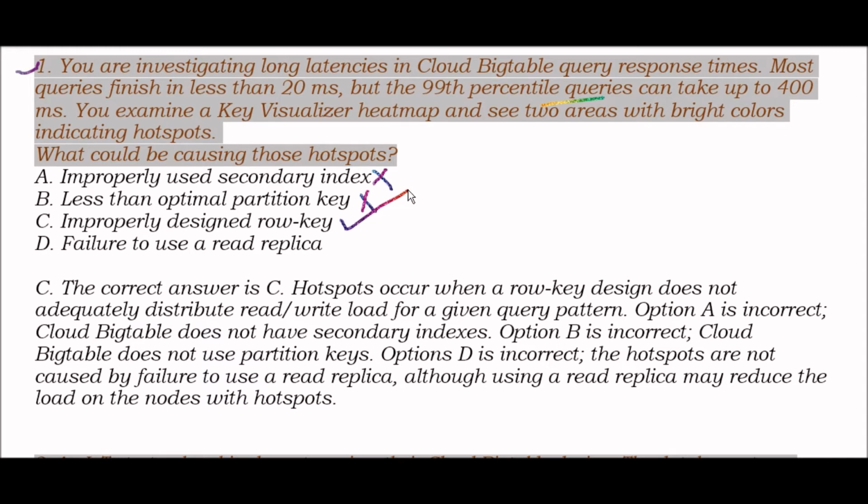Option D, failure to use a read replica. Option D is incorrect because the hotspots are not caused by failure to use a read replica, although using a read replica may reduce the load on the nodes with hotspots. Option D is incorrect, and the overall correct answer is option C, improperly designed row key.